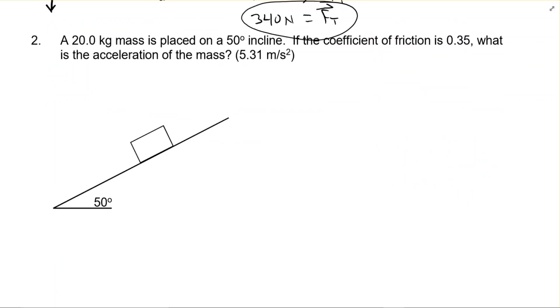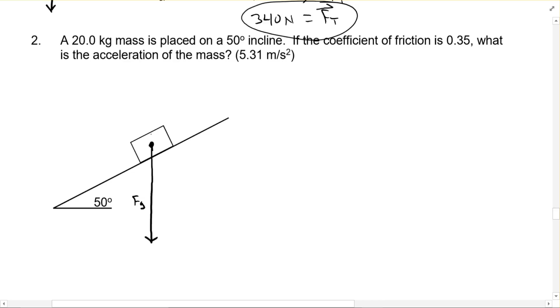Now, this one. A 20 kilogram mass is placed on a 50 degree incline. If the coefficient of friction is 0.35, what is the acceleration of the mass? This is going to be really important that we make a good free body diagram on these. So make your dot. Gravity is always going to be pulling straight down, and what I would recommend too is make gravity pulling straight down pretty long, because we got to make a triangle out of this, right? So that's going to be Fg.